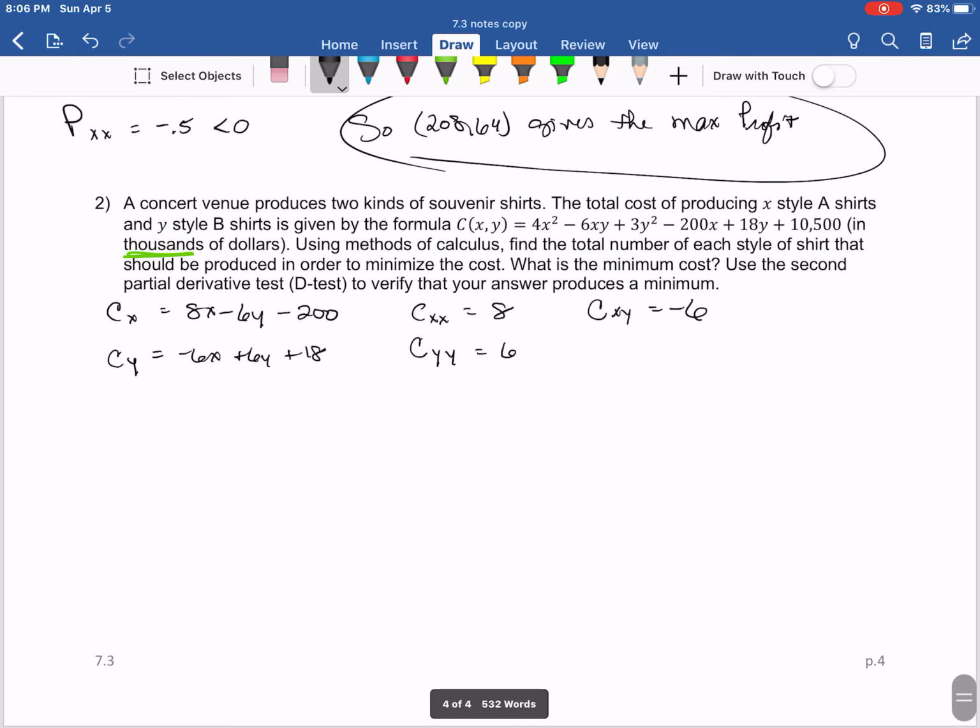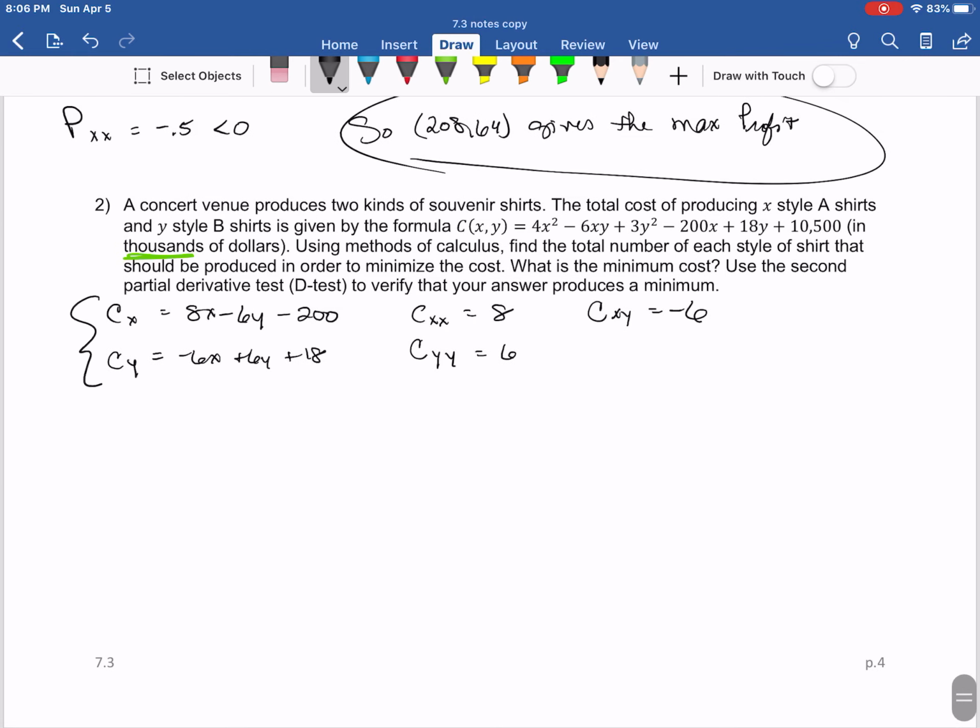Next, we are going to find the critical point by setting the first partials equal to 0 and solving simultaneously. So 8x minus 6y minus 200 equals 0, along with negative 6x plus 6y plus 18 equals 0. I'm going to rearrange each one, getting the constant to the other side. So it's equal to 200 on the first, and it's equal to negative 18 on the second.